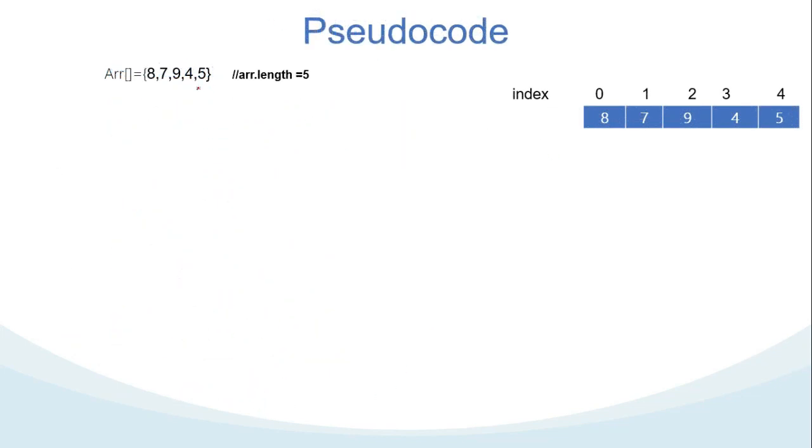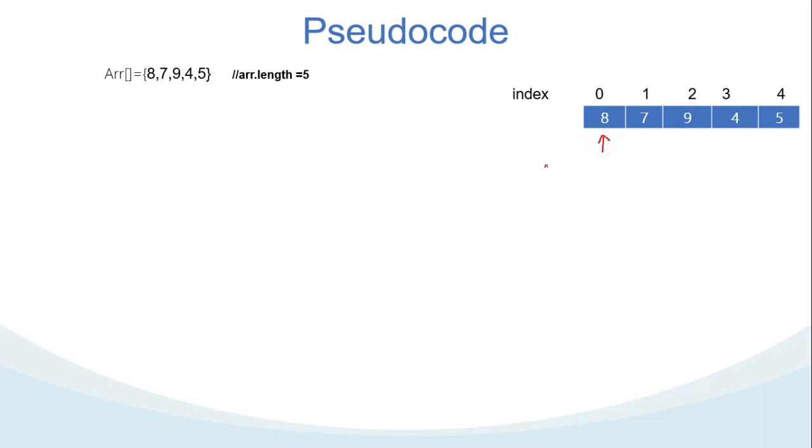Now let's see the pseudocode. Here is our unsorted array, and to know the length of this array, you can use arr.length. It will give us the value 5. From the explanation, we understand that we need multiple passes. In every pass, you always start from the first index, or index 0.